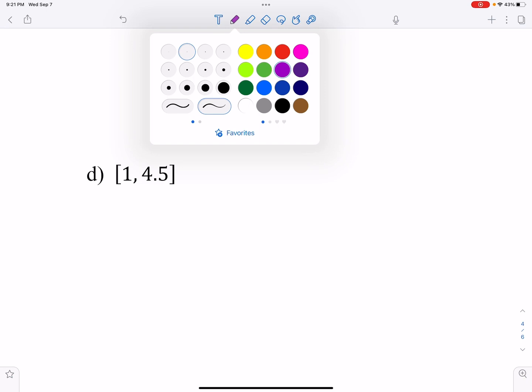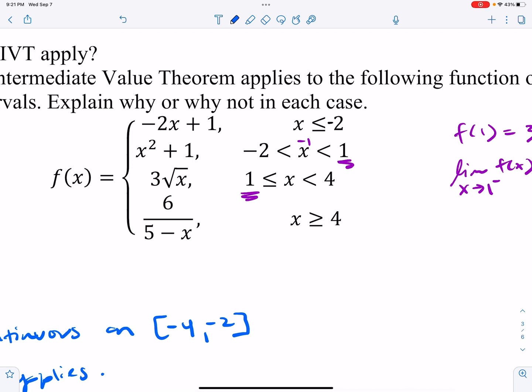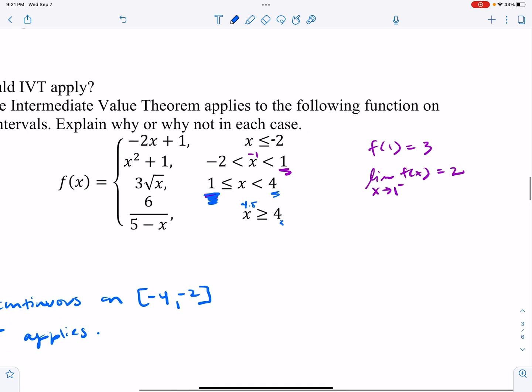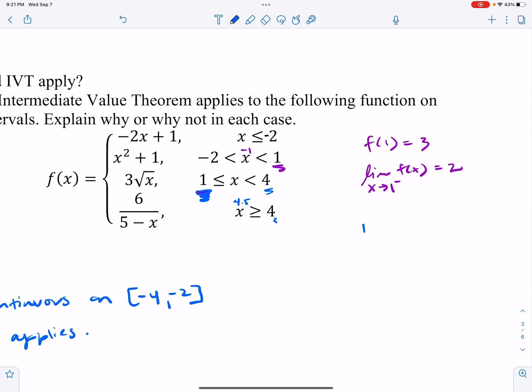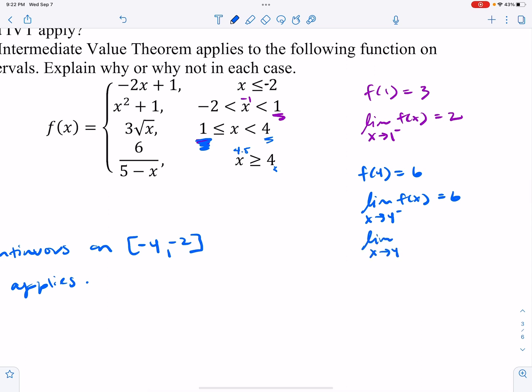Okay, 1 to 4.5. So 1 is included in this interval, and then up to 4.5. So 4.5 would be in this last piece here. Okay, so 4 is a potential point of discontinuity. So we want to make sure that the function would be continuous at 4. So f of 4 would be 6. And then the limit as x approaches 4 from the left would also be 6. And then we know that the limit as x approaches 4 from the right would be 6. That two-sided limit then is equal to 6. So the function value matches the limit value. So the function would be continuous.